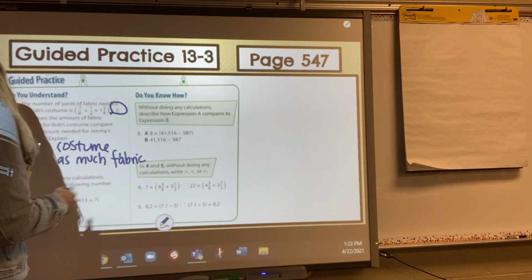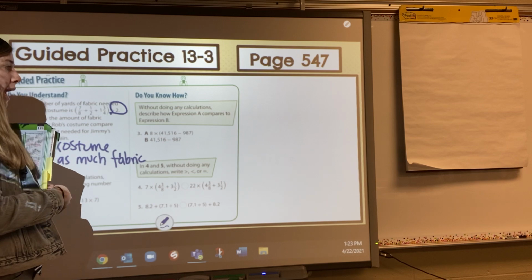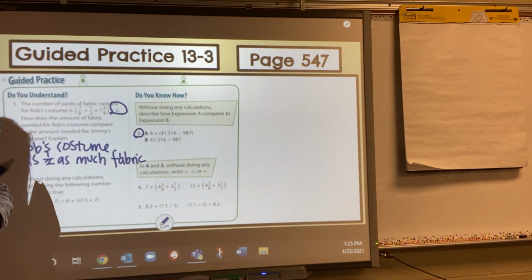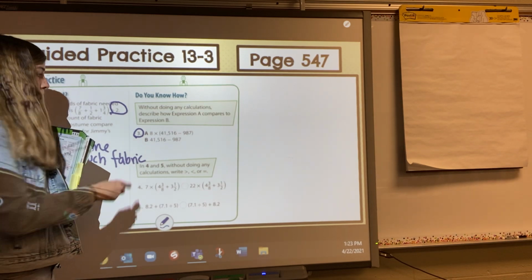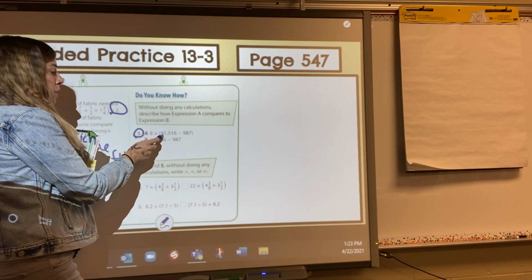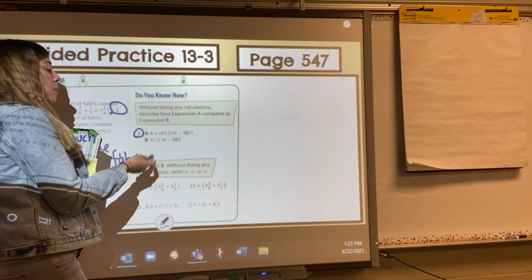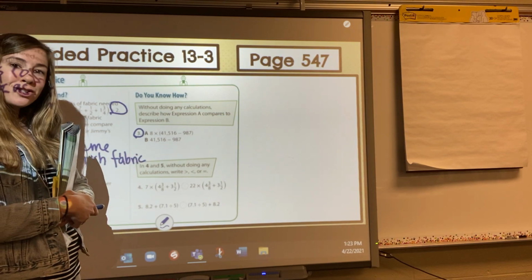Okay. So without doing any calculations, we're going to describe how expression A compares to expression B. So I want you to try this on your own. First, identify what is the same, and then identify how one is different than the other. We've got A, which is 8 times 41,516 minus 987. And B is 41,516 minus 987. Go ahead and give it a try.